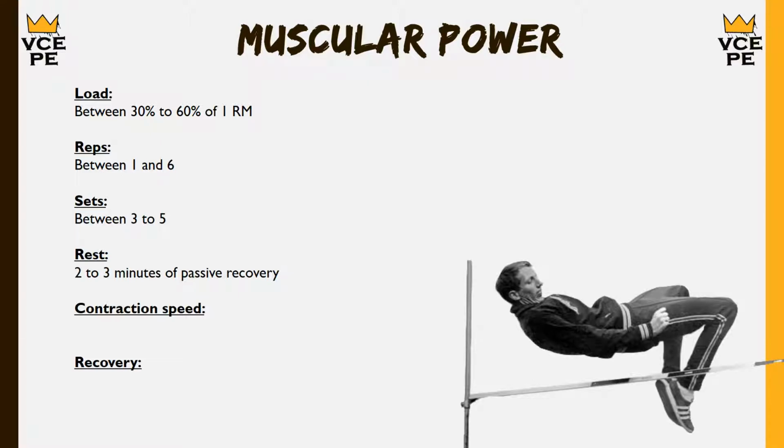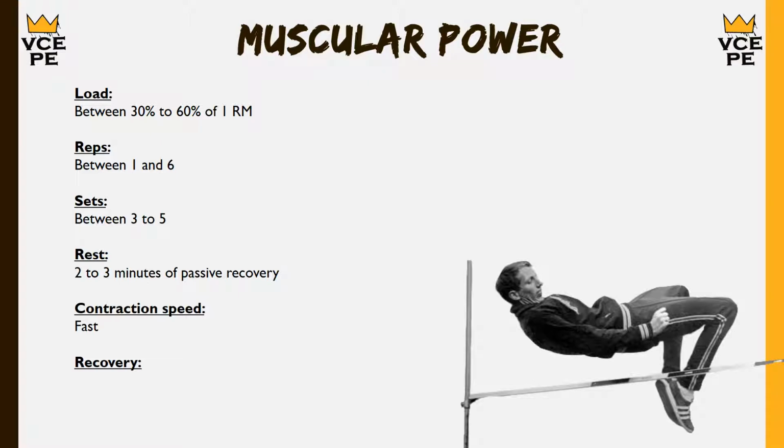Now we know 3 minutes is basically 100% recovery of our PC stores, so that might be a good time to work with. Now, the contraction speed is very different here, fast. And the reason why that is, because muscular power, if we remember, we need to be able to put a lot of force into something very, very quickly. So the contractions need to be rapid.